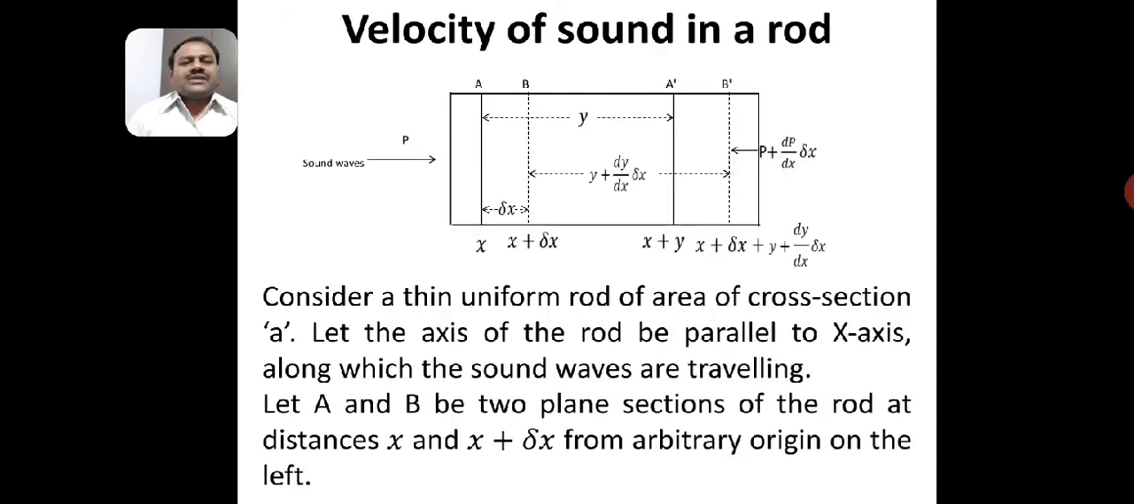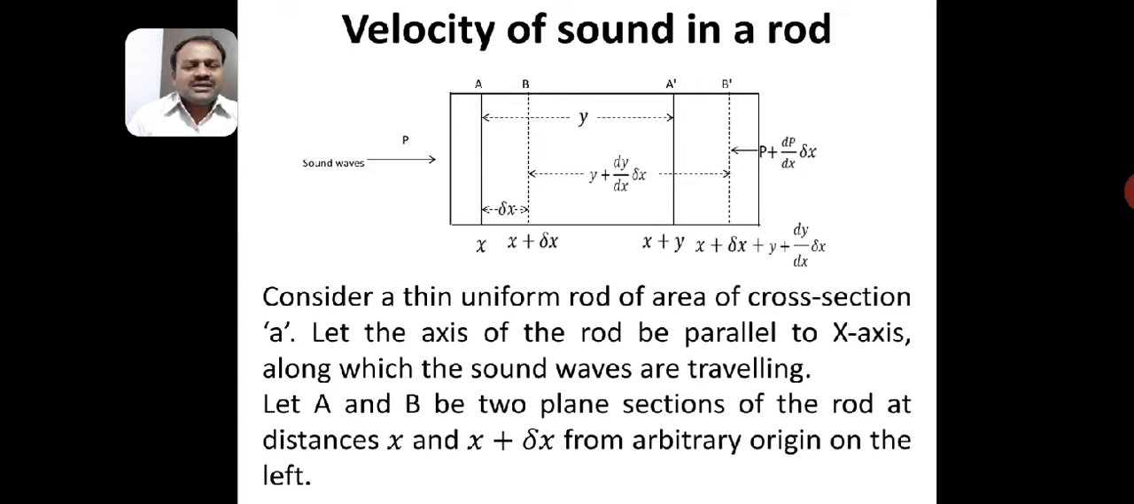Okay. Next, moving on to the next important concept, that is the velocity of sound waves in a rod. This derivation is similar to what we derived in the previous video session, that is the velocity of sound waves in a gas medium. There we considered a tube of gas. Here we are considering a rod of certain area of cross section, let's say A. Let the axis of the rod be parallel to the x-axis along which the sound waves are traveling.